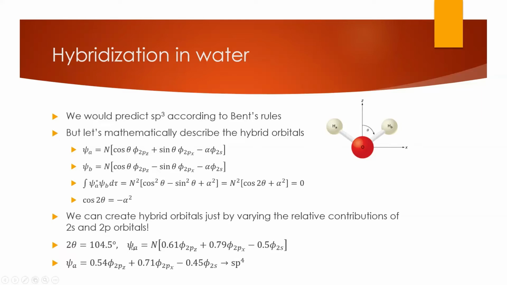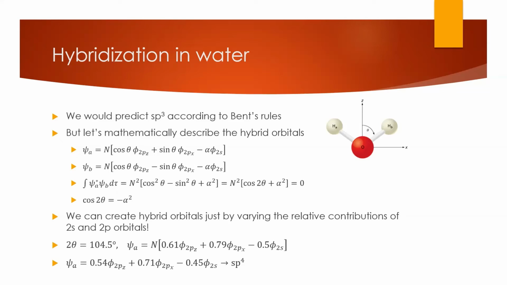Well, what we've done is simply square the magnitude of each of these coefficients. So if we square the magnitude of 0.54 plus 0.71, and we square those and add them together, we get 0.8. And if we square 0.45, we get 0.2. And so that means that this hybrid orbital here, and it's the same for the B hybrid orbital, is 20% s and 80% p. So there's 4 times as much p as there is s, hence it's an sp4 hybrid orbital.